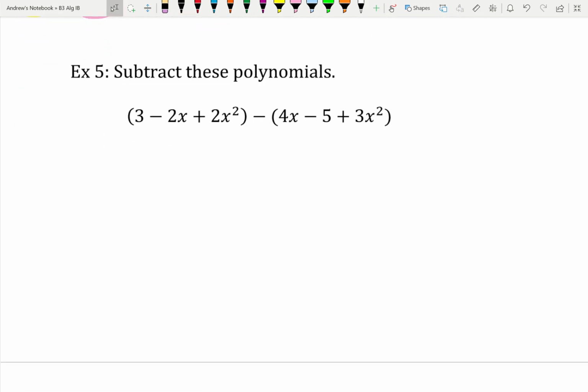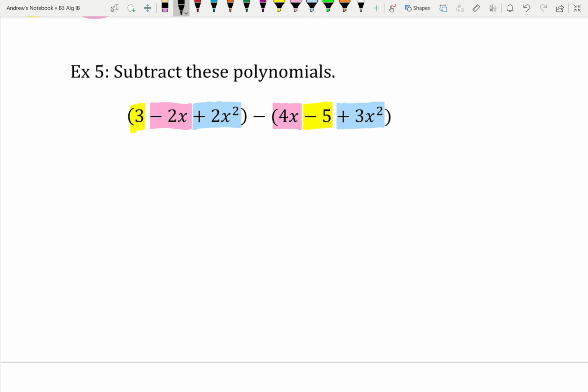So down at the bottom of here is what we get when we're starting to subtract. When we're subtracting, we're going to start off exactly the same way. I'm going to grab the like terms. So I've got this 3 and this negative 5. Got this minus 2x and this regular old 4x. Got this 2x squared and this 3x squared.